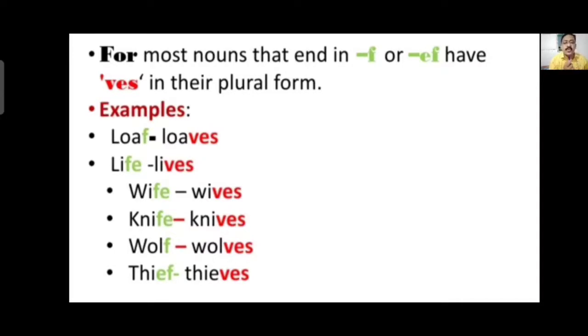So what will be the plural form of these nouns? Loaf will change into loaves. Life, lives. Wife, wives. Knife, knives. Wolf, wolves. Thief, thieves. Every word you can see changes into plural by adding ves to them. The words that end with f, ef or fe have ves in their plural form.